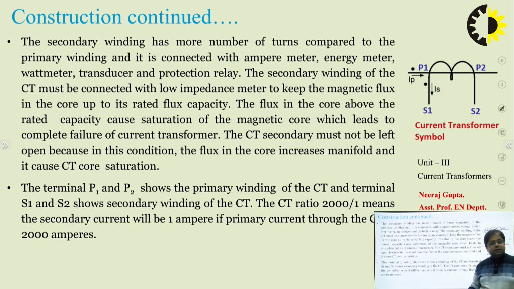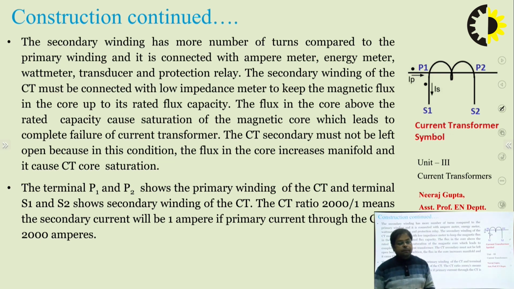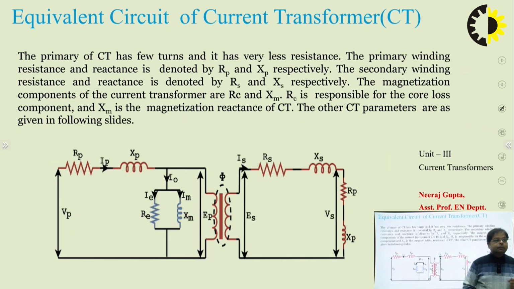If it is left open circuited while connected in line, then damage could be done to the windings. The terminals P1 and P2 show the primary winding of the CT, and terminals S1 and S2 show the secondary winding. A CT ratio of 2000 by 1 means the secondary current will be 1 ampere if the primary current is 2000 amperes. So you can see what amount of reduction in current the CT provides, and what level of current we can measure with the help of this current transformer with simple ammeters.